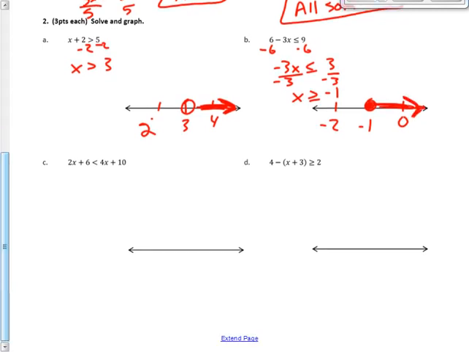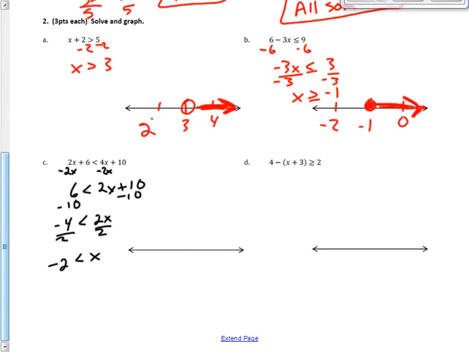Part C. So I've got x's on both sides, so I want them to be on one side. So I've got 6 less than or equal to 2x plus 10. Subtract 10 from both sides. Negative 4 less than 2x. Divide by 2. Even though I end up with a negative answer here, I did not divide by a negative, so the inequality does not switch.